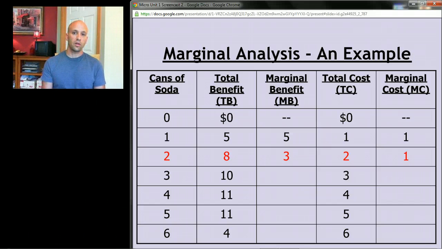Well, we could easily calculate this for the rest of the cans of soda, and we get numbers that look like this. Again, the marginal numbers are telling you how much more you are getting compared to what you had before you consume that next can of soda. And you can see how the numbers go.